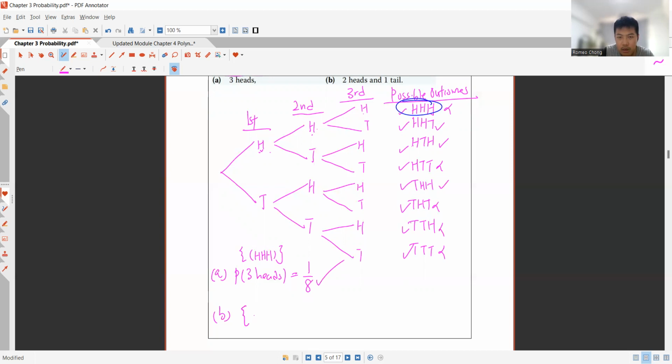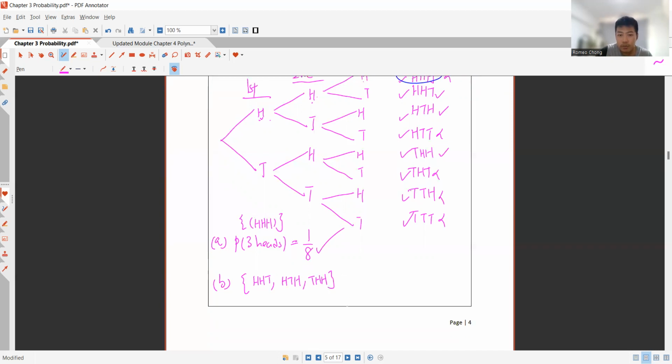So you can try to list out. The first one is actually HHT, followed by HTH, and followed by THH. Okay, so there are three possibilities. So if I want the probability of 2 heads and 1 tail, there are 3 possible outcomes, which means the probability for you to get this result will be 3 out of the total possible outcomes, which is 8, right? So this will be your answer, 3/8.